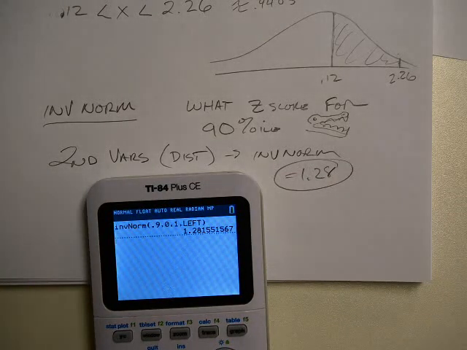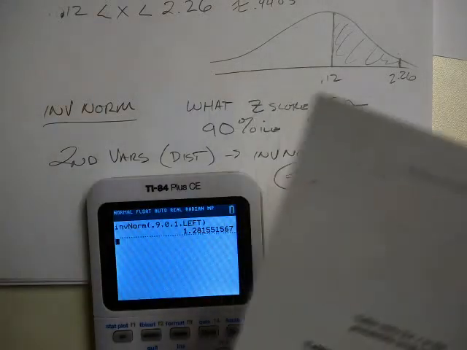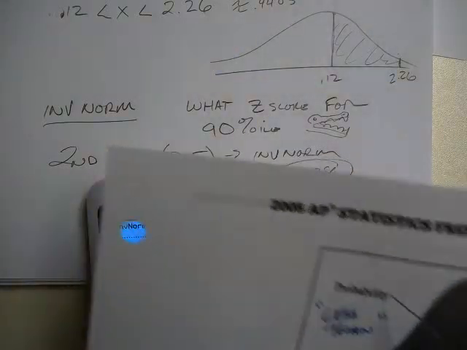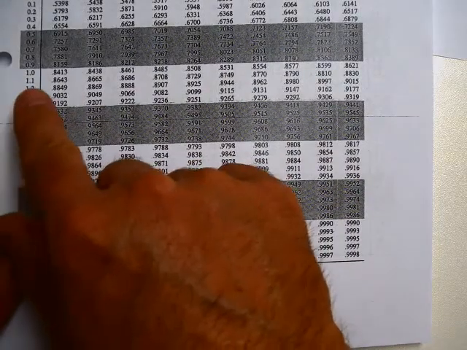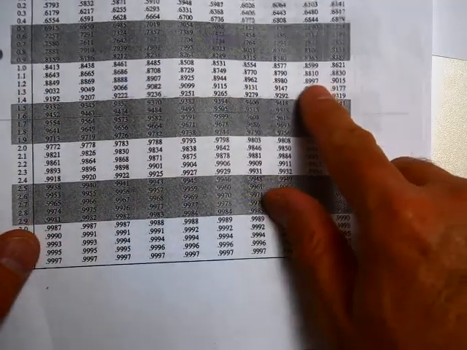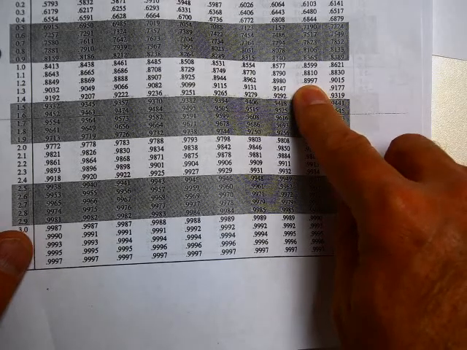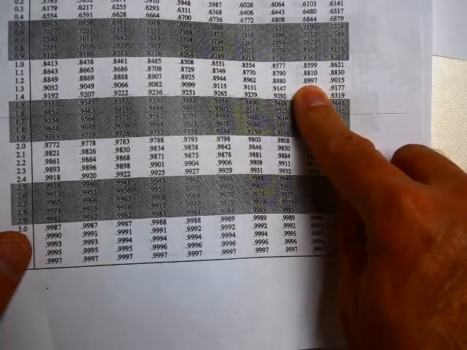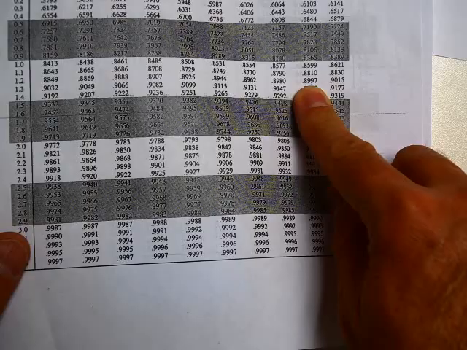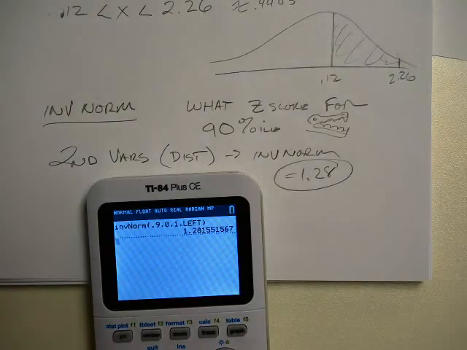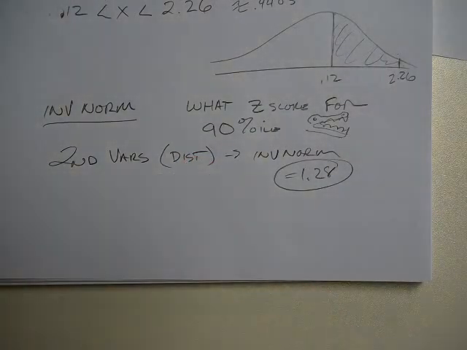Okay. And let's double check that. If I look for 1.28 on my table here, 1.28, .8997, that's as close as the table can get me to the 90th percentile. Okay. So, a couple different calculator tools.